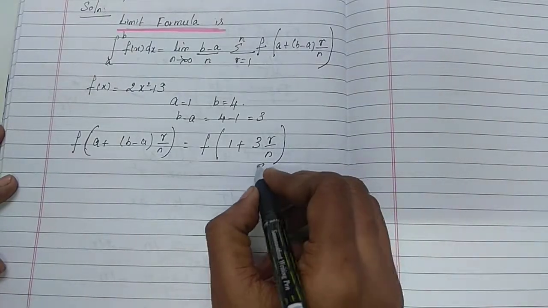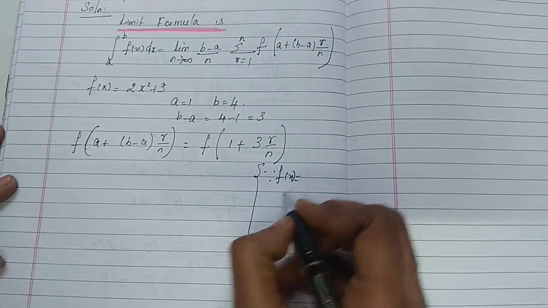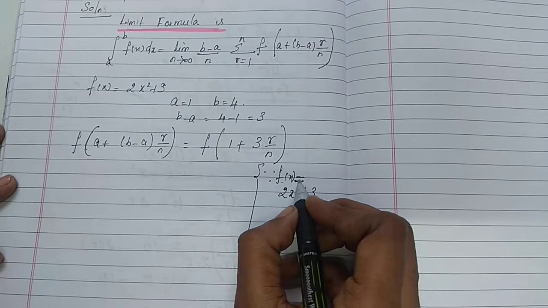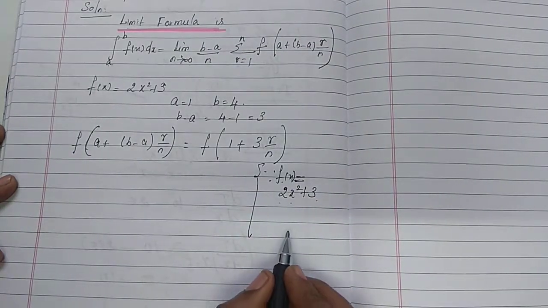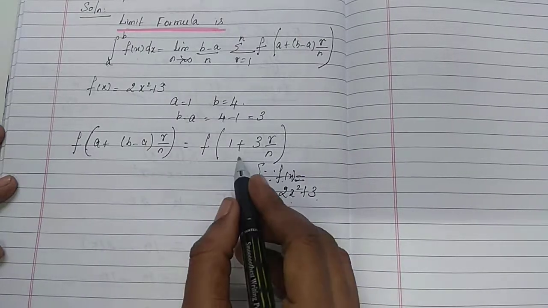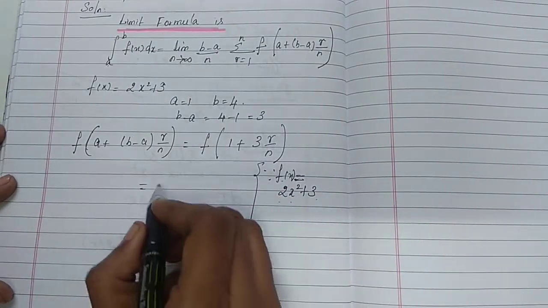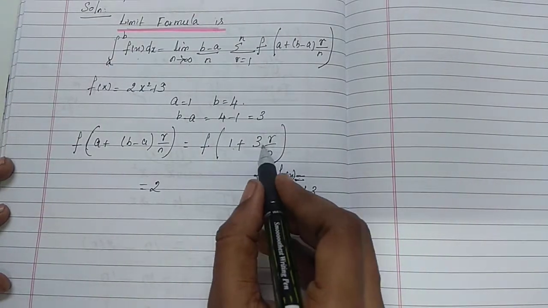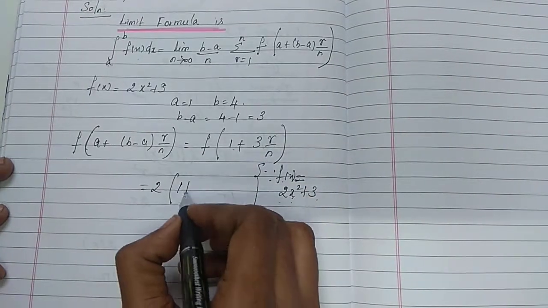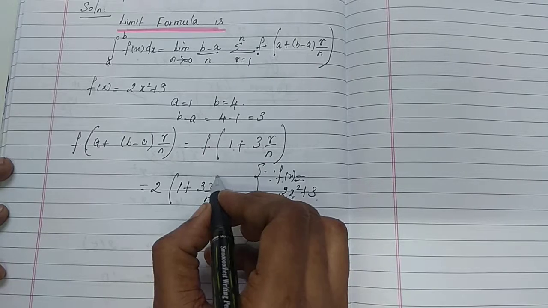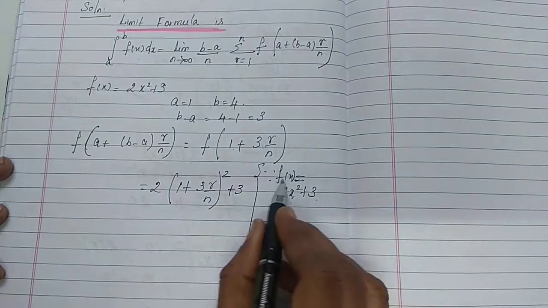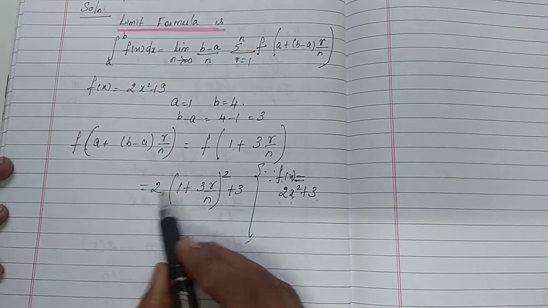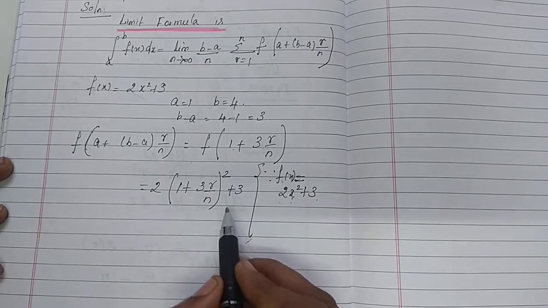Since f(x) is equal to 2x² + 3, by that function here we write 2 times, and in place of x, write 1 + 3r/n. So 1 + 3r/n, the whole squared, plus 3. Therefore this line is equal to 2 times (1 + 3r/n)² plus 3.